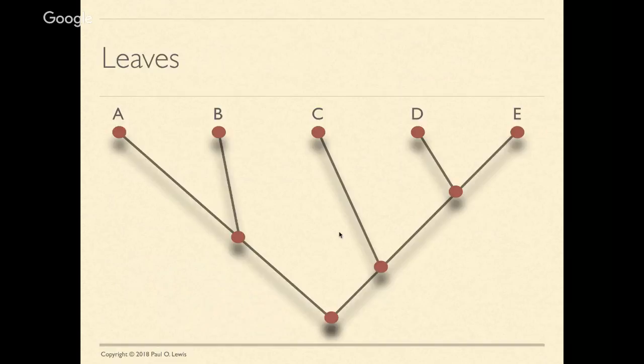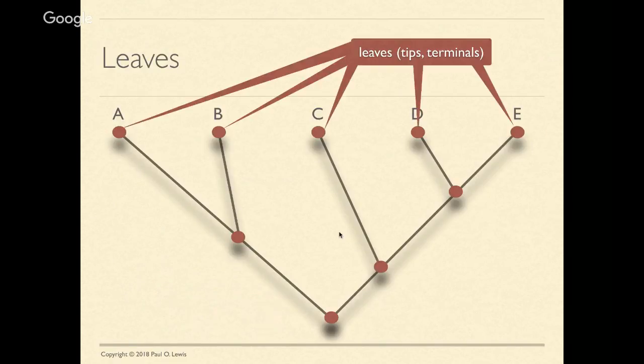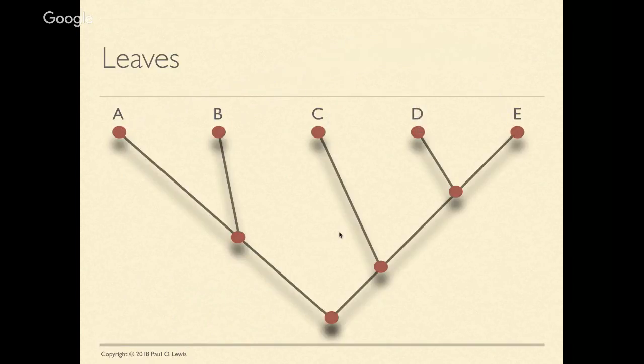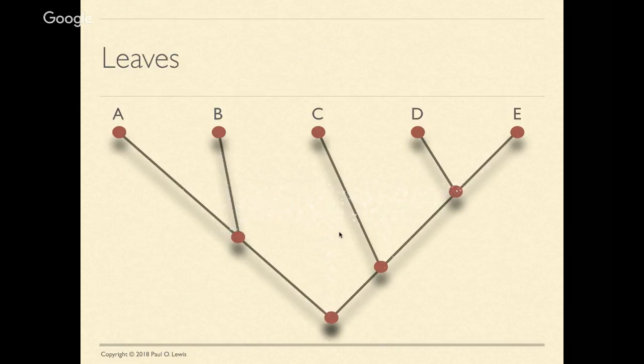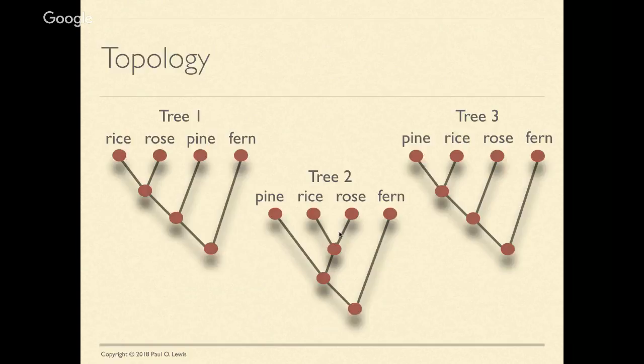The vertices attached to just one edge are known as leaf vertices or leaves, but may also be described as terminals or tip nodes. Non-leaf vertices may be called internal nodes. The term topology or tree topology refers to the branching structure of the tree. Two trees can differ very much in appearance or in the lengths of their edges without differing in their topology.